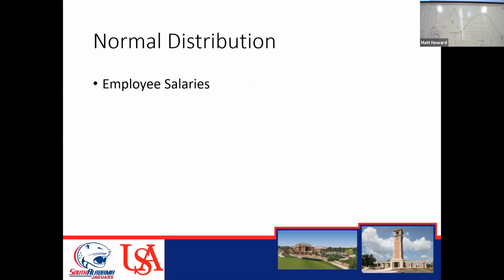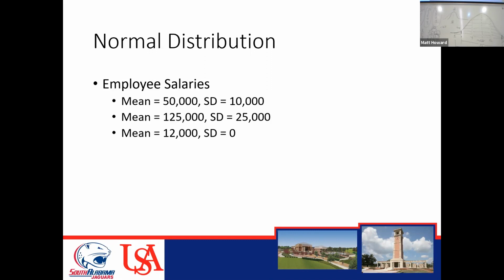Okay. So let's talk about employee salaries quickly. So the first one is a mean of 50,000, standard deviation of 10,000. So what type of job would that be? So maybe lower tier, about average. Yeah, about average out of undergrad maybe.